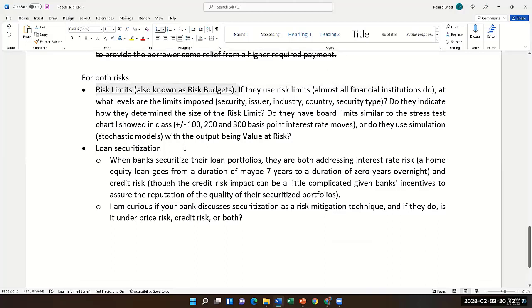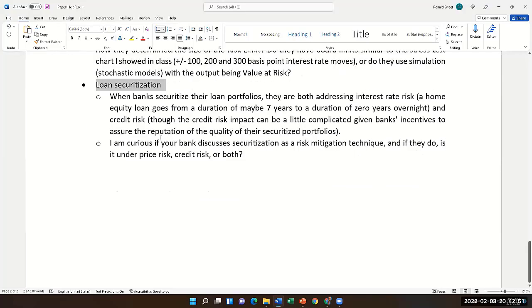Loan securitization is a big part of what banks do. Loan securitization really impacts interest rate risk, so that banks don't have these 30-year mortgages on their books. They securitize them and get them off their books. That greatly reduces their interest rate risk. You might do a search on the word securitization and see if they discuss it under risk mitigation techniques. And if they do, is it under price risk? It should be under price risk, but it could be under credit risk or both. But just do a search on the word securitization.